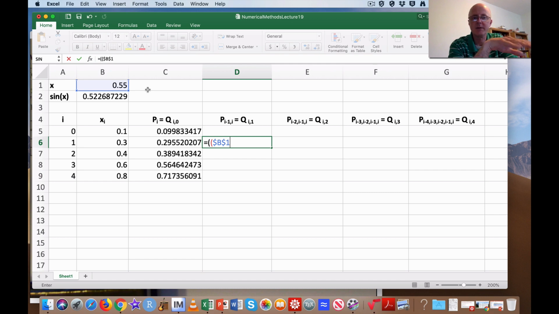By the way, another benefit of doing this on a spreadsheet is that I can update the X if I want. Once I got it programmed correctly, so to speak, I could change the X to something else and see how the approximation does as well. In fact, I think I'll do that.